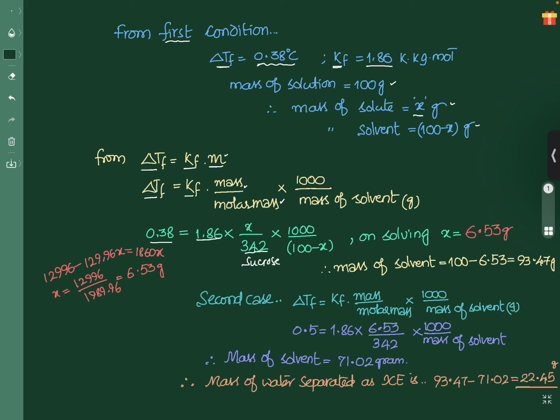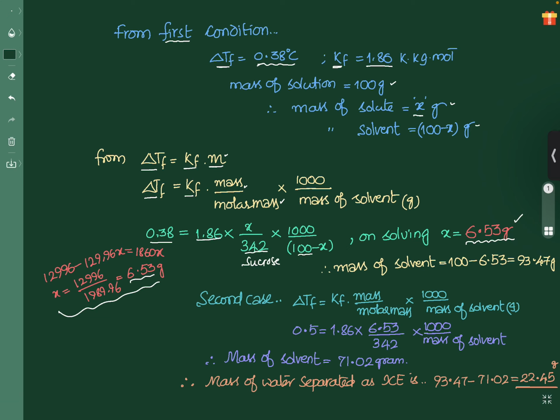In the question, sucrose is mentioned. 1000 by, in place of mass of solvent, I mention 100 minus x. If you solve this equation by taking 0.38 and 342 here and 100 minus x, you will be getting x as 6.53 grams. That means this is the mass of the solute, the sucrose, 6.53 grams. It is going to be as it is. It is not going to become solid.